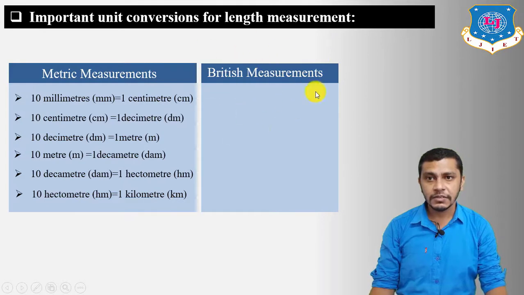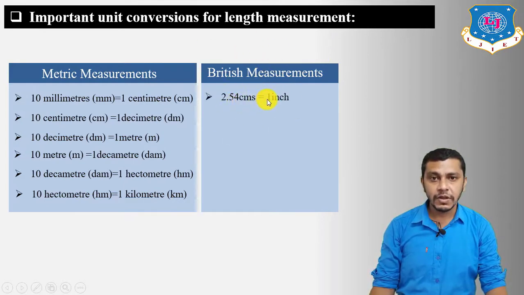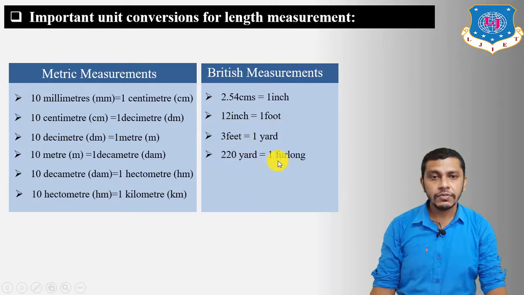Now let us see some British measurements also. 2.54 centimeters is 1 inch. 12 inch is equal to 1 foot. 3 feet is equal to 1 yard. 220 yard is equal to 1 furlong. And 8 furlong is equal to 1 mile. So these are the consecutive units that are going to be useful in constructing the plane scale.